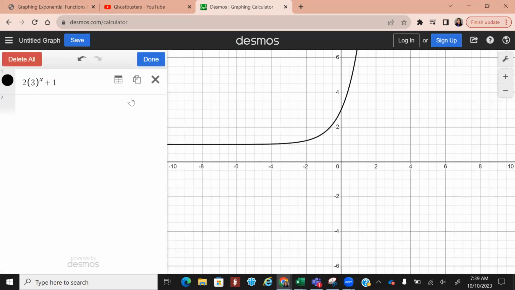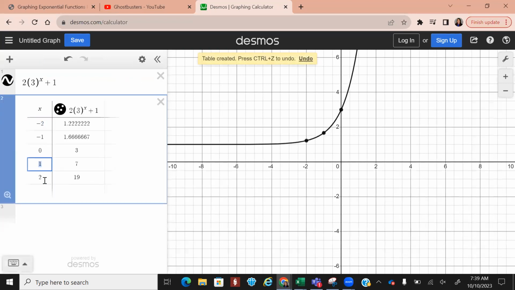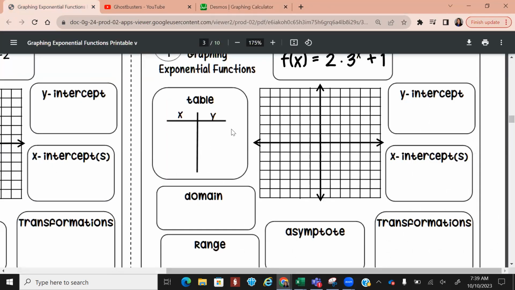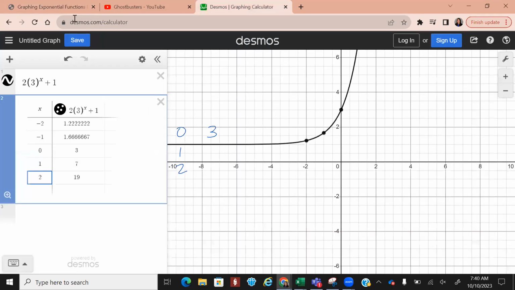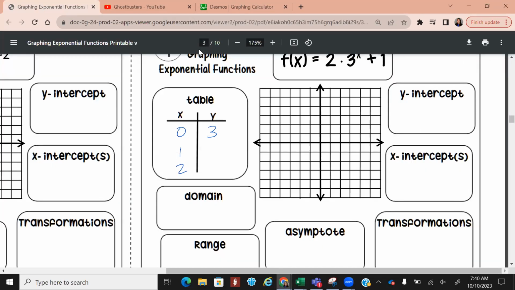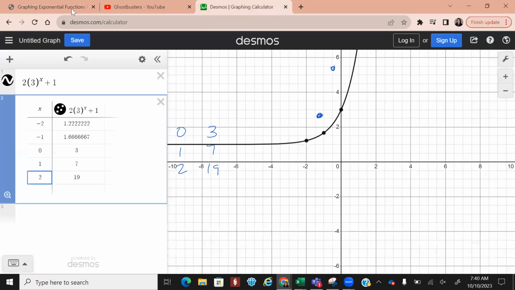Okay. So again, here's our table. We got 0, 1, 2. We got 0, 3, 1, 7, and 2, 19. Okay. So when I fill this in, 0, 3, 1, 7, and 2, 19. Okay, it's going to look something like this.